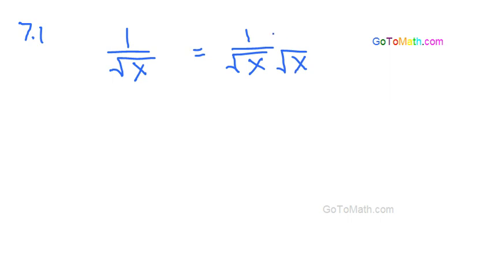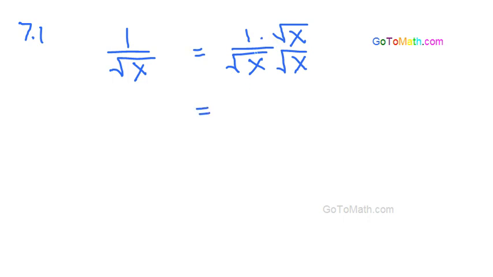Okay, so this time we've got 1 over the square root of x, and we want to get rid of this radical. We want to rationalize the denominator, I should say. All right. And so we're going to do that by multiplying the denominator by the square root of x. But if we do that, we got to multiply the numerator by the square root of x also.